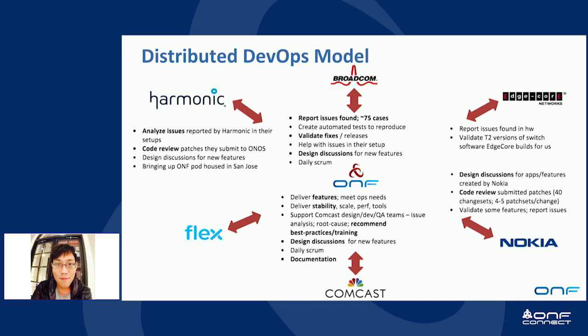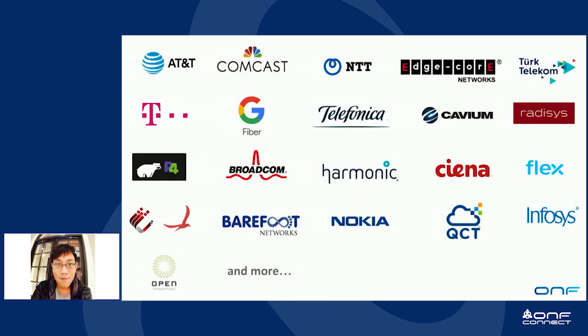With EdgeCore, we report the issues we found in switch hardware. And also with Flex, they help us provide a test environment, and we have a pod hosted over there, and we have some collaborations on QA and testing. Also, this is a list of members and partners who have been either using Trellis indirectly or directly, or have been contributing to the projects.